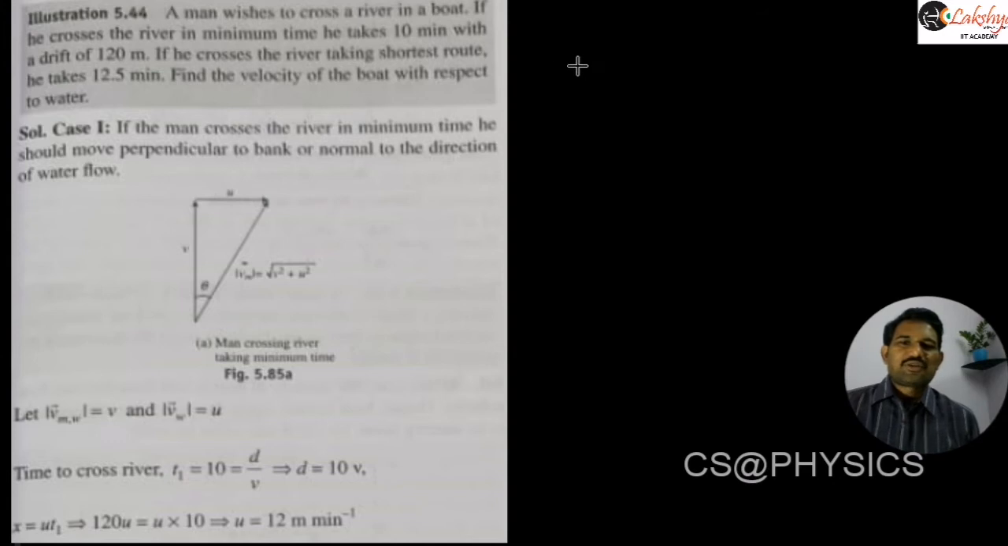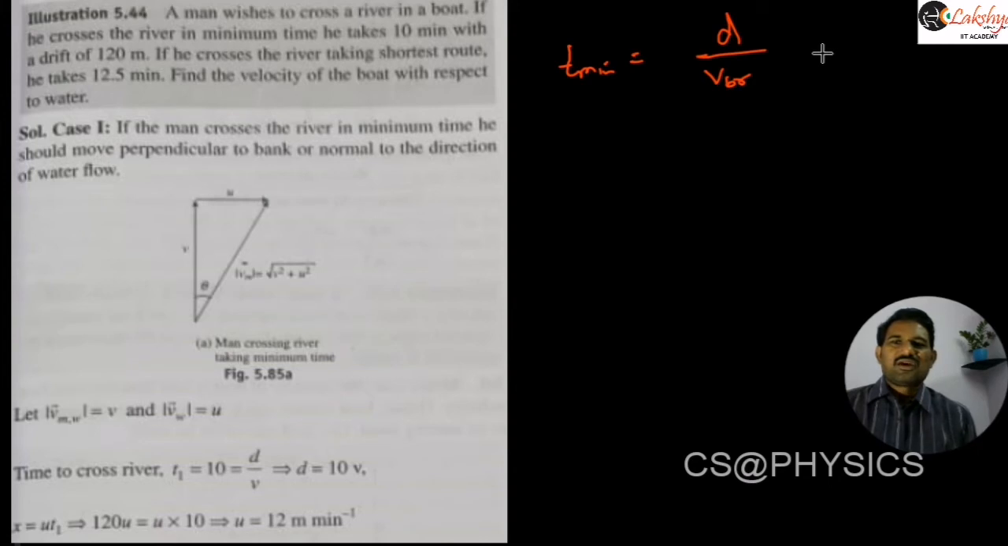So minimum time means we know the time taken will be minimum when VBR, the velocity of boat with respect to the river, is directly perpendicular to the velocity of the river. So this value is given for us, and this value is nothing but 10 minutes. I am substituting in minutes only, later you can convert it into seconds if you want.